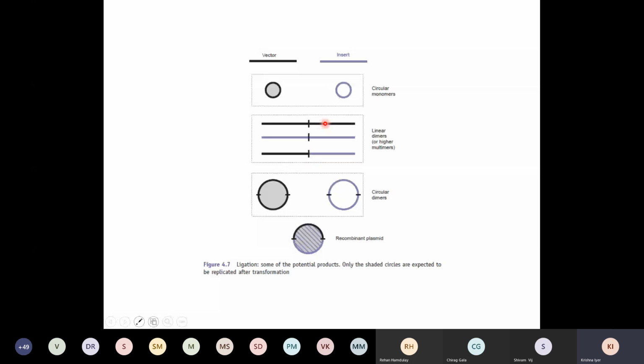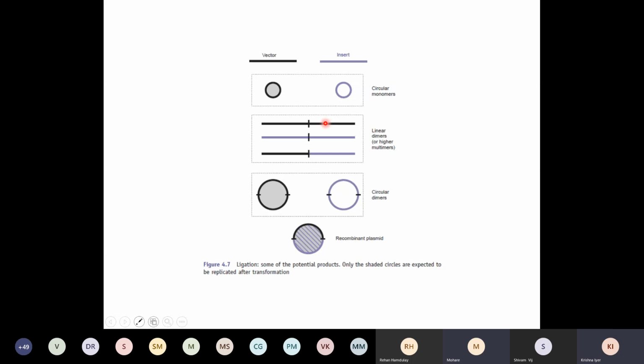Now, sir, I had a doubt. If a plasmid is cut at multiple points in its sequence, then there would be a very low chance of getting the original plasmid back.